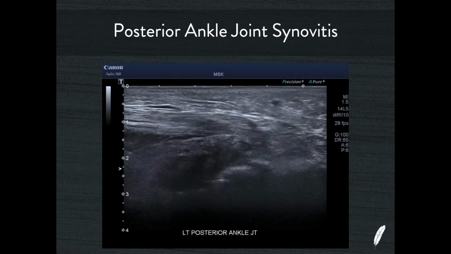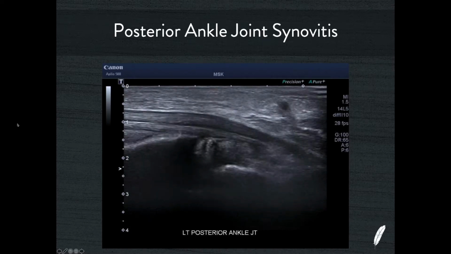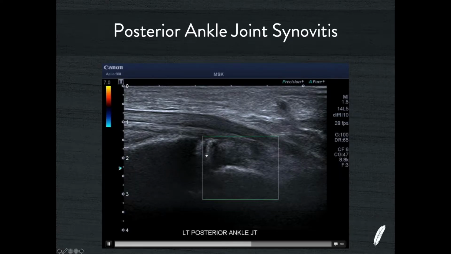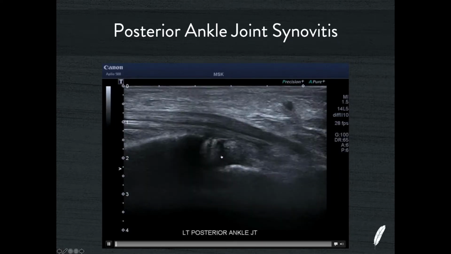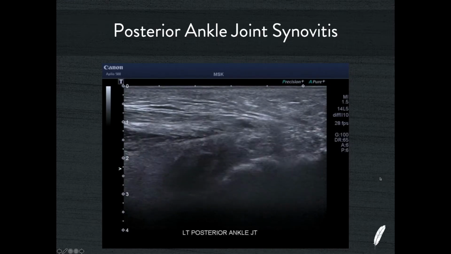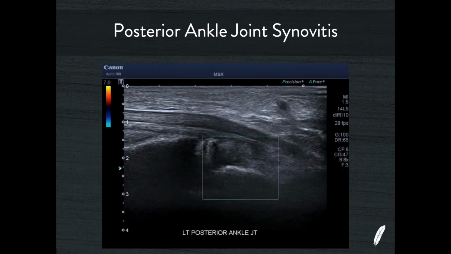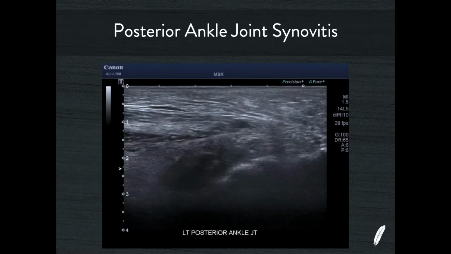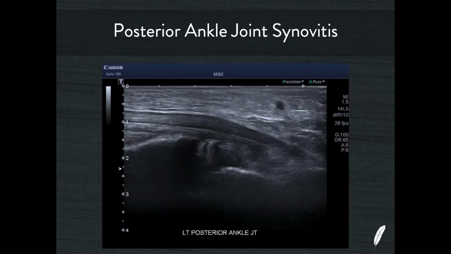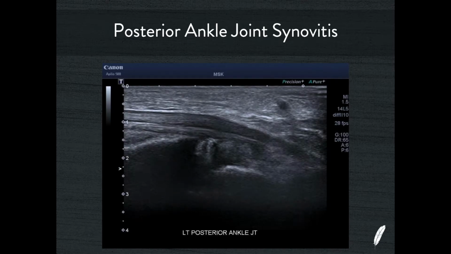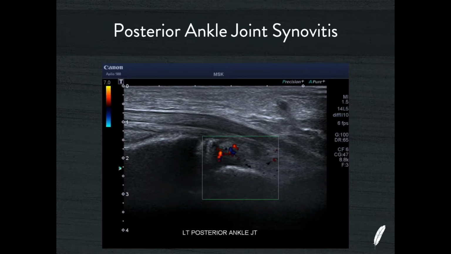So when we're looking in this posterior ankle joint, you can see here that in the actual area of the posterior ankle joint, it looks quite thickened. And then when we put the Doppler on it, it's quite vascular. So this is a posterior ankle synovitis, and this is part of a posterior impingement syndrome complex. You can get posterior impingement for a variety of reasons, and two of the common reasons would be, first of all, having a large os trigonum, and the second would be having a Stieda process, which is an elongated posterior process on the back of the talus.